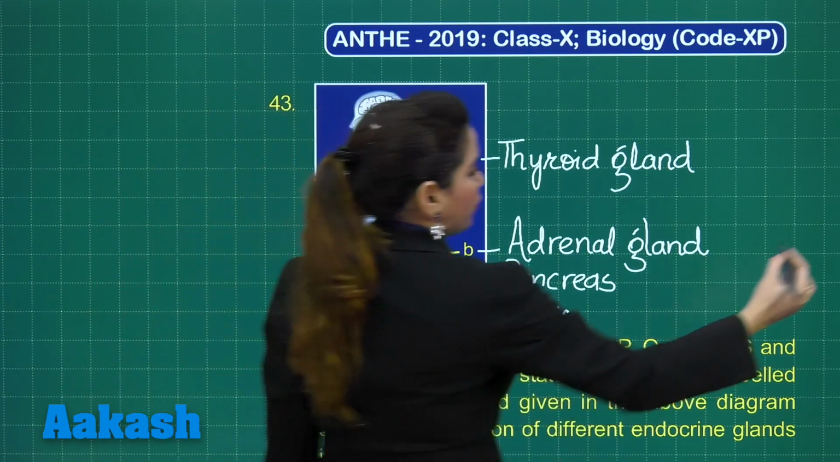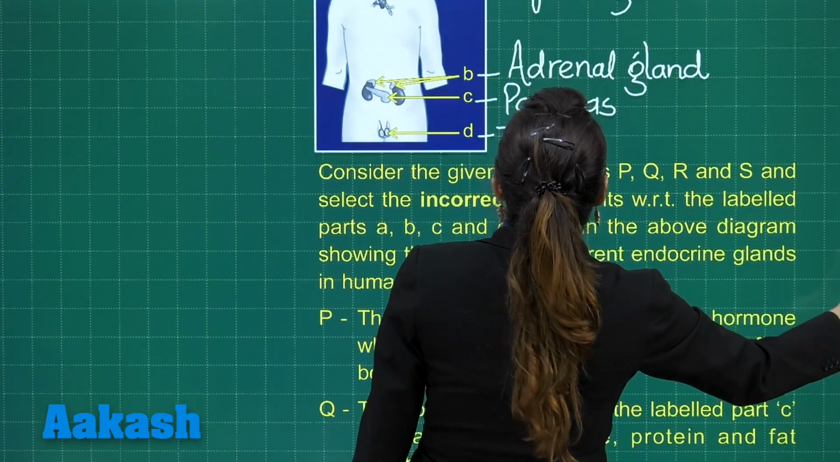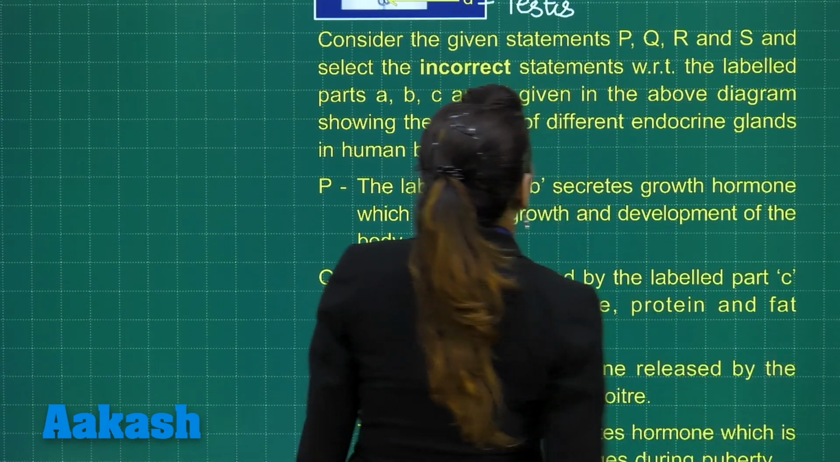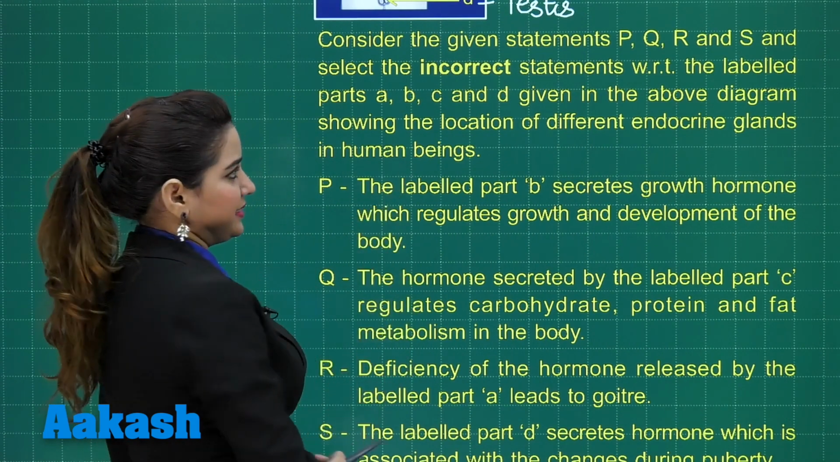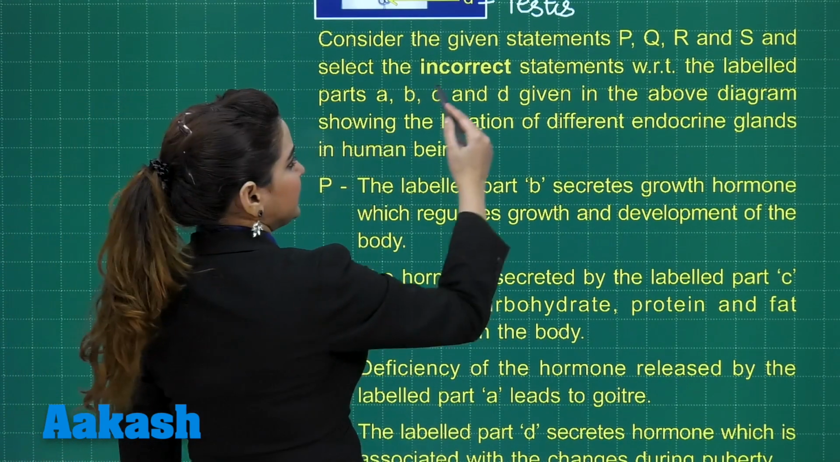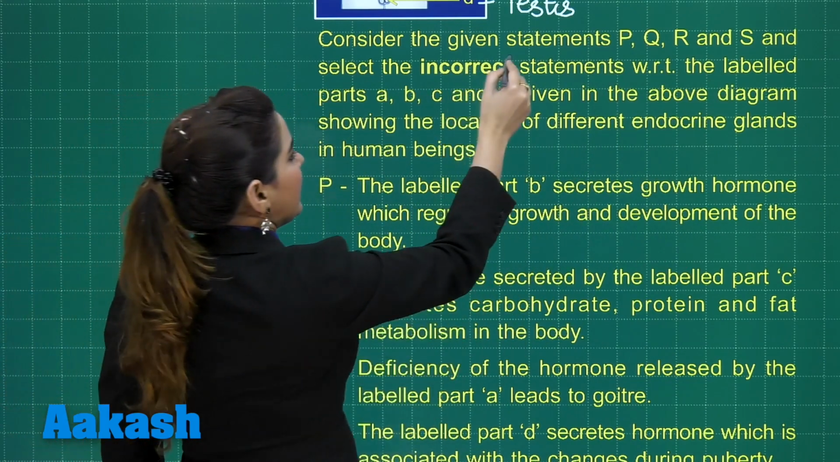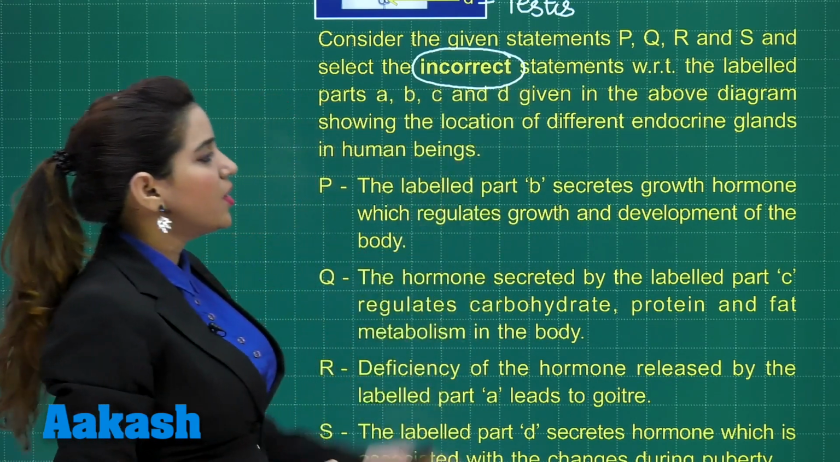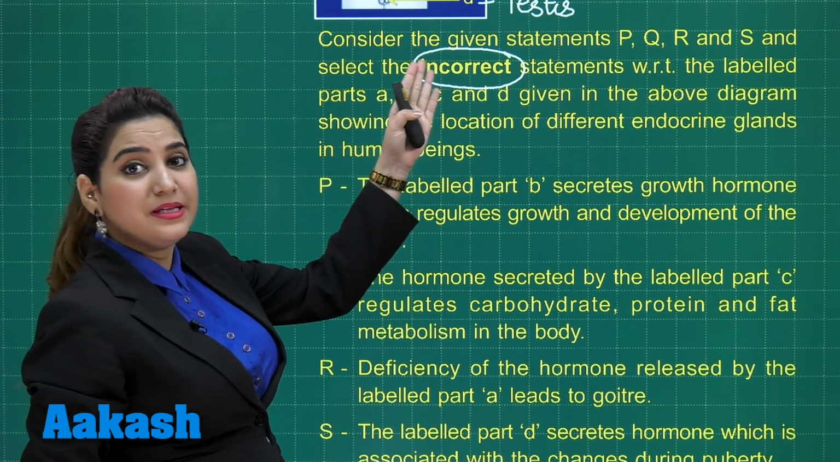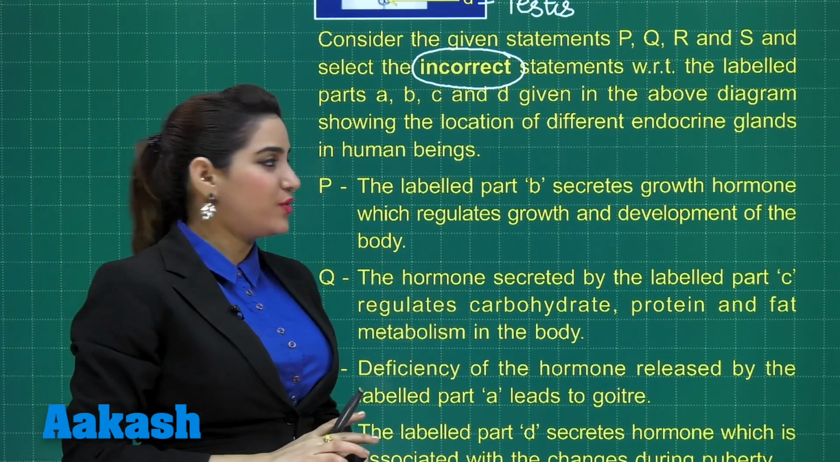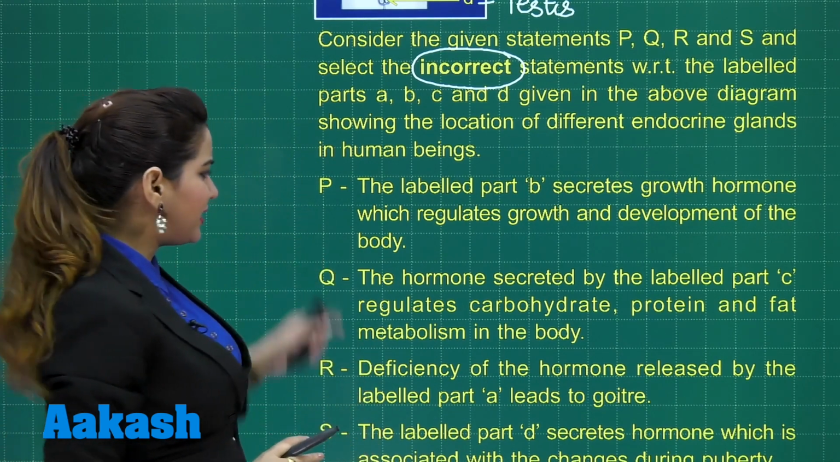Now let's read out the question. What is the question asking us? The question is asking, given statements P, Q, R and S. The question says, consider the given statements P, Q, R and S and select the incorrect statement with respect to the labeled parts A, B, C and D given in the above diagram showing the location of different endocrine glands in human beings. Let's read them out.